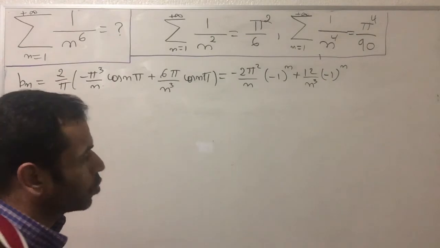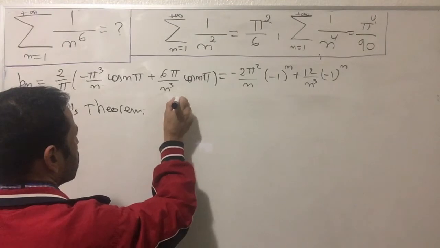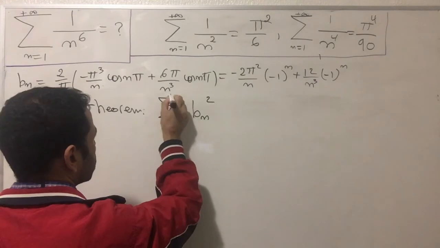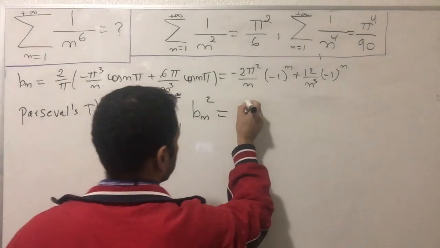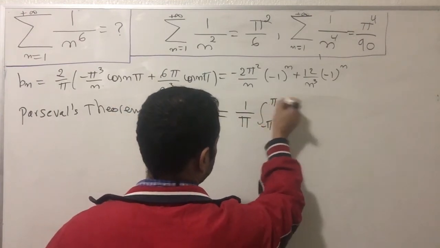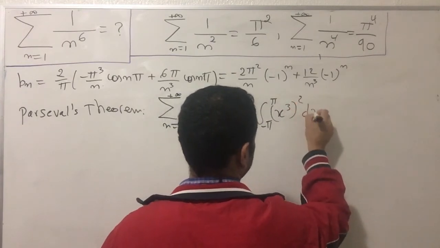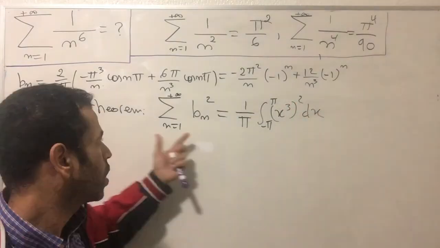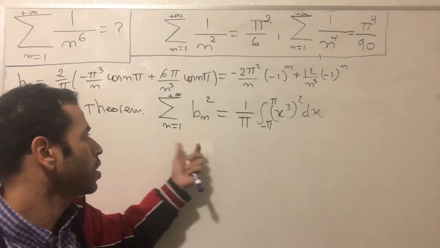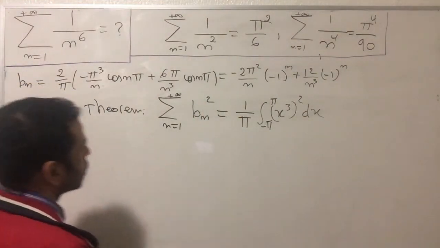Okay, so what I'm going to do now is apply the Parseval theorem. In the Parseval theorem, we have the sum of b sub n squared as n goes from 1 to plus infinity equal to the integral 1 over pi from minus pi to pi of x cubed squared dx. Okay, this is the Parseval theorem. I don't include all the terms in the Parseval theorem because a sub 0 and a sub n are equal to 0. Okay, so I have ended with this one now.